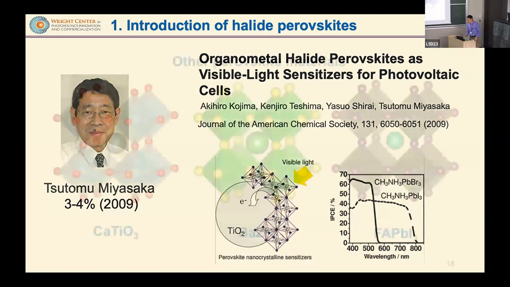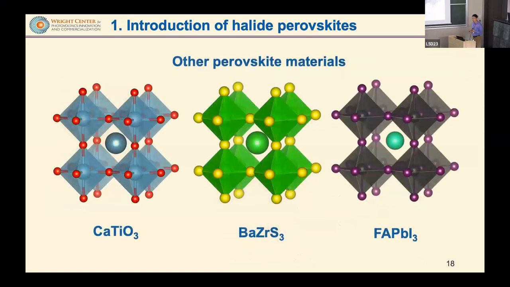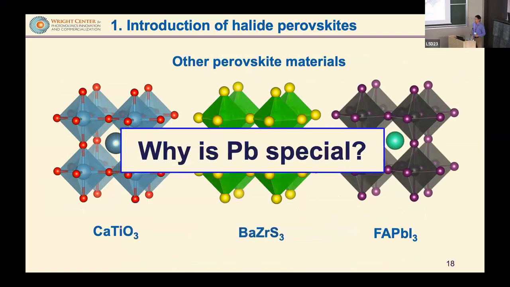So in terms of structure, there are different perovskites. There's the original oxide perovskite, and then we have the halide perovskite. You can also have a chalcogenide perovskite. So there are many perovskites. However, only the halide perovskites are able to give us very high performance solar cells, photodetectors, or LEDs, right?